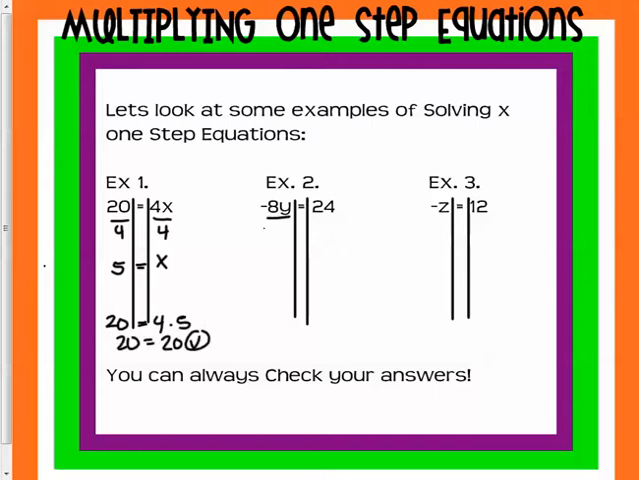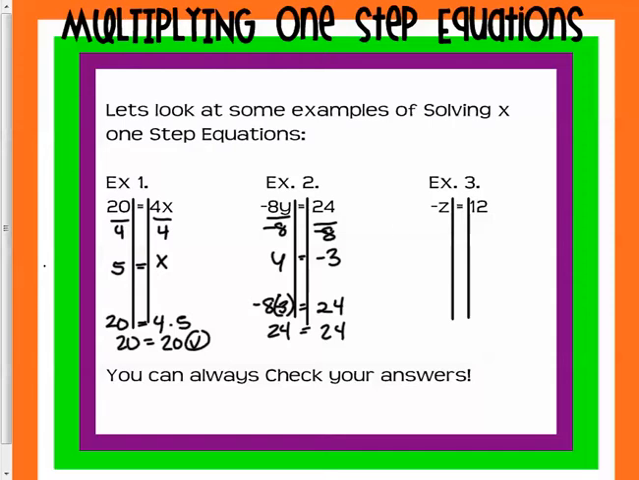Over here, we're going to divide by a negative 8, and so we get y equals negative 3. So negative 8 times negative 3 equals 24, and 24 equals 24. If I accidentally put a positive 3 here because I forgot to divide, you would see that this would give you a negative 24 equals a positive 24, and that's not right.